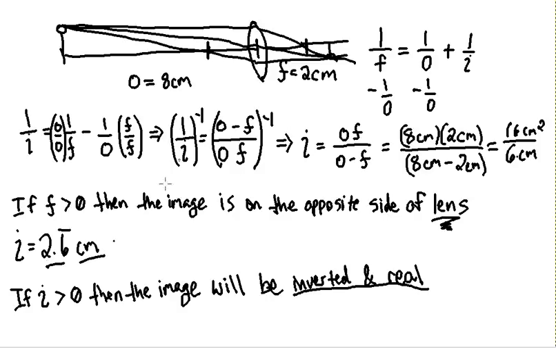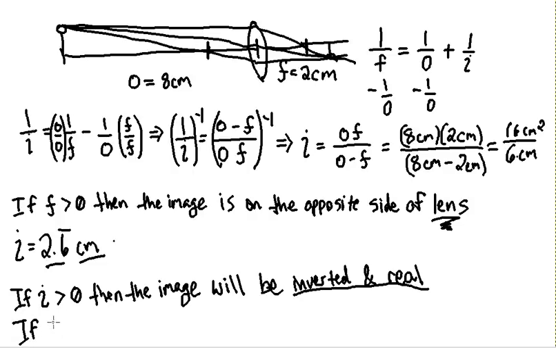This whole thing, all you're dealing with is distances, so pretty much every single answer should have centimeters unless I used a different distance unit, and I did on some of them. So 2 point repeating 6 centimeters, and the image is inverted and real. How do you know that? Because the value we calculated for I is positive. And it's always going to be the case if the focal length is greater than 0.